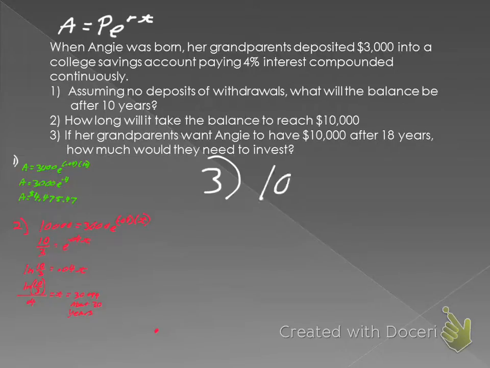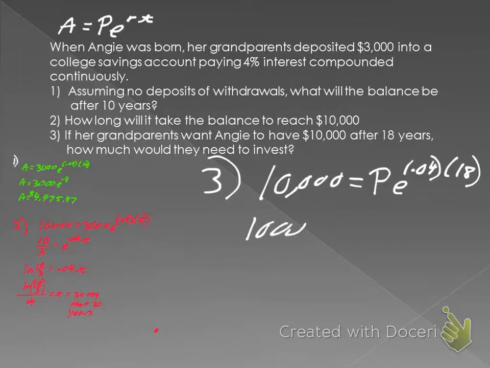So we have 10,000 equals, we don't know the principal, but we still know we want the rate of 4% and we want 18 years. All you have to do is evaluate that. So 10,000 equals P times e to the power of 0.72.